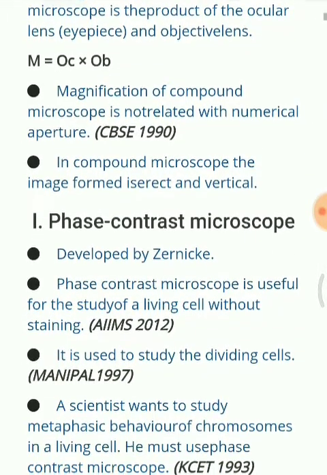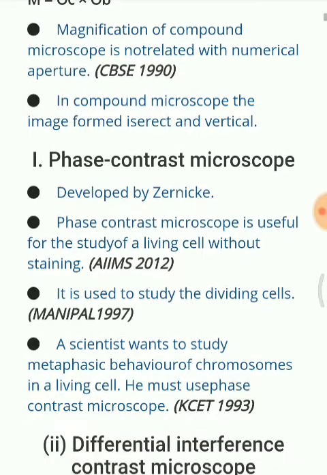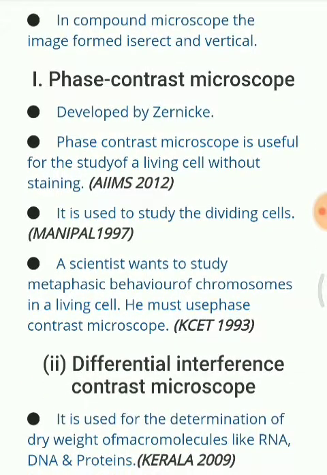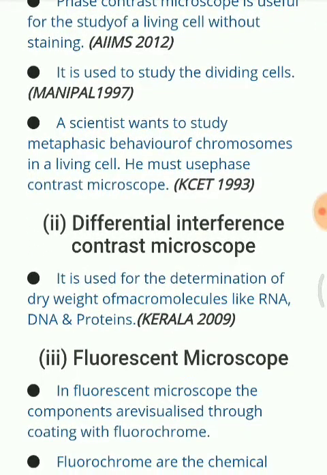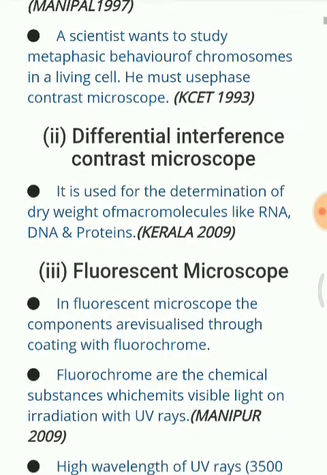Phase contrast microscope, developed by Zernike. The phase contrast microscope is useful for studying living cells without staining. It is used to study dividing cells. If a scientist wants to study the metaphasic behavior of chromosomes in a living cell, he must use a phase contrast microscope. Differential interference contrast microscope: it is used for the determination of dry weight of macromolecules like RNA, DNA, and proteins.